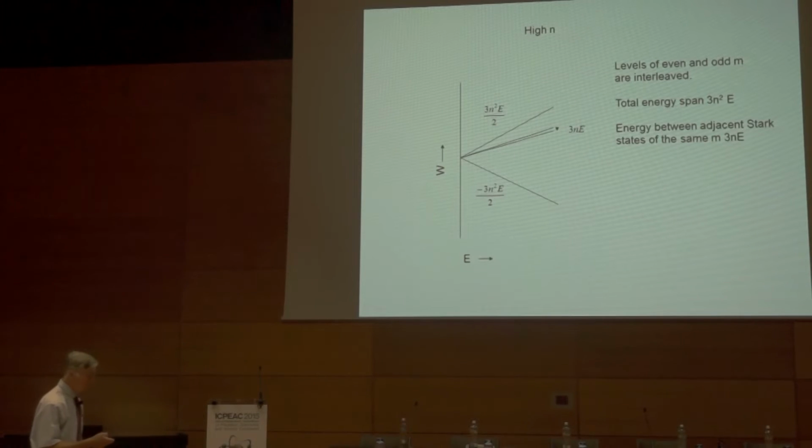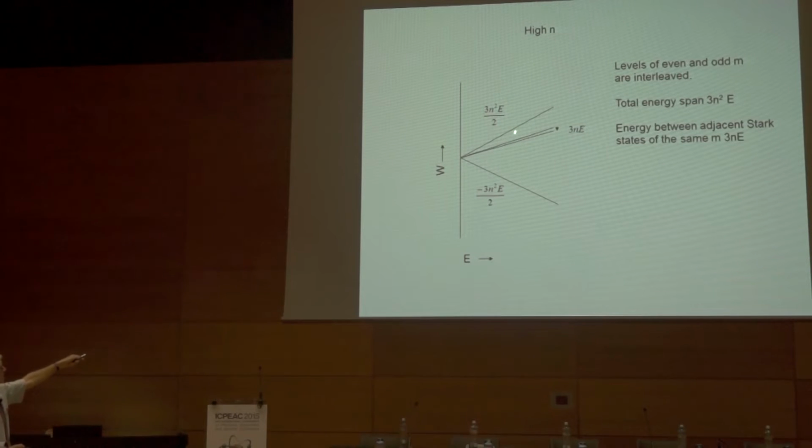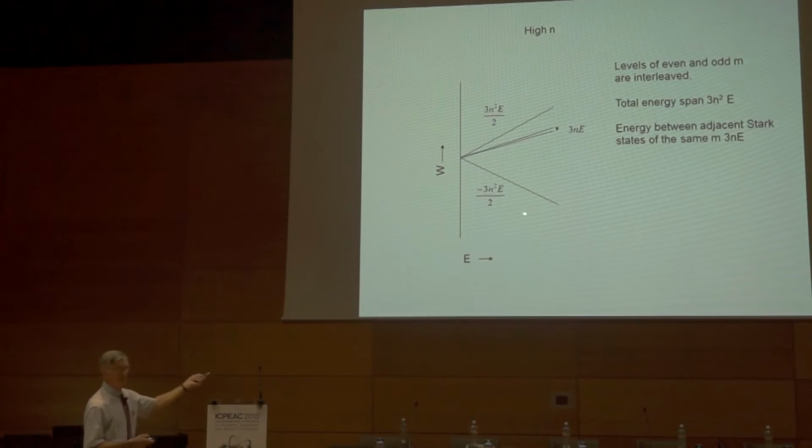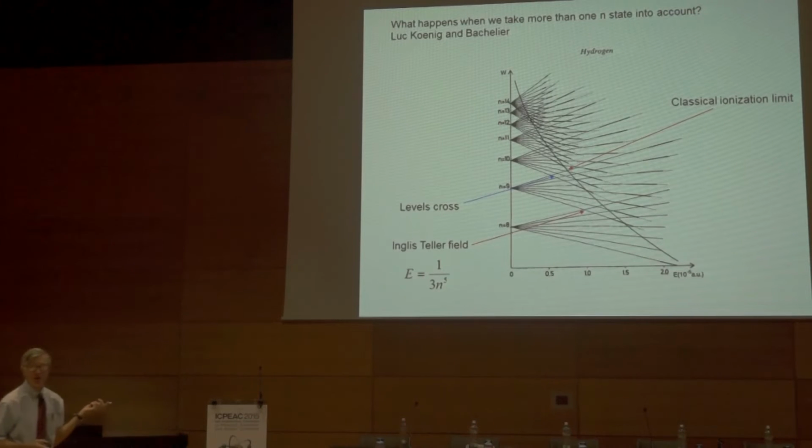Okay, n equal 2 is fine, but if I go to higher n, what happens is that the levels of even and odd m are interleaved, and the total energy span of the m equals 0 states is 3/2 n squared e. So the state that is on the top of this group of states, which are often termed the Stark manifold, has a Stark shift of plus 3 n squared e over 2, and the state shifting down the fastest is minus 3 n squared e over 2, and the spacing between the levels of the same n is just 3ne.